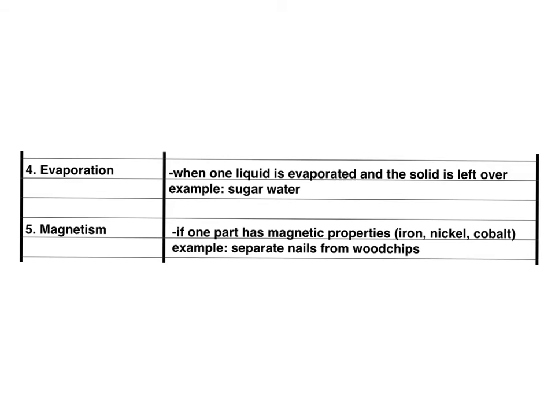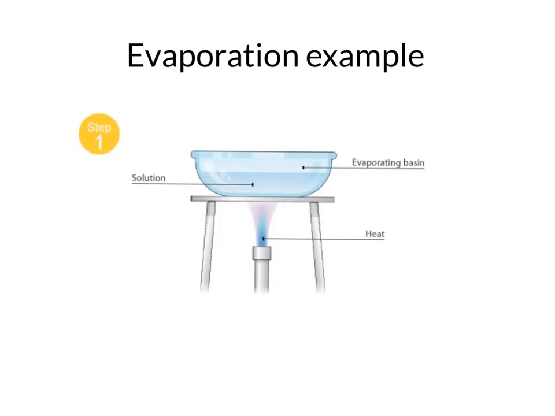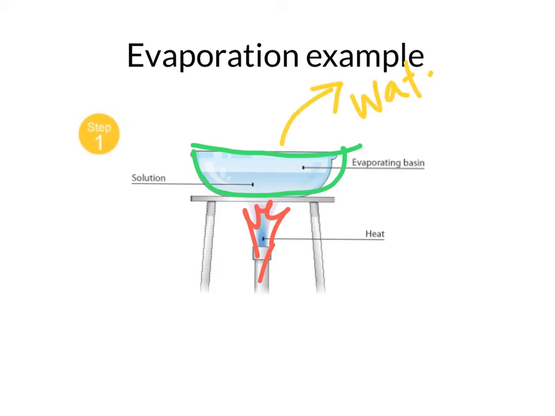Number 4, evaporation. This is when one liquid is evaporated and the solid is left over. Example, sugar or salt water. I put all my solution into this bowl and I heat it with fire, and then all of the water is going to evaporate, and I'm going to be left over with a bunch of salt or sugar.